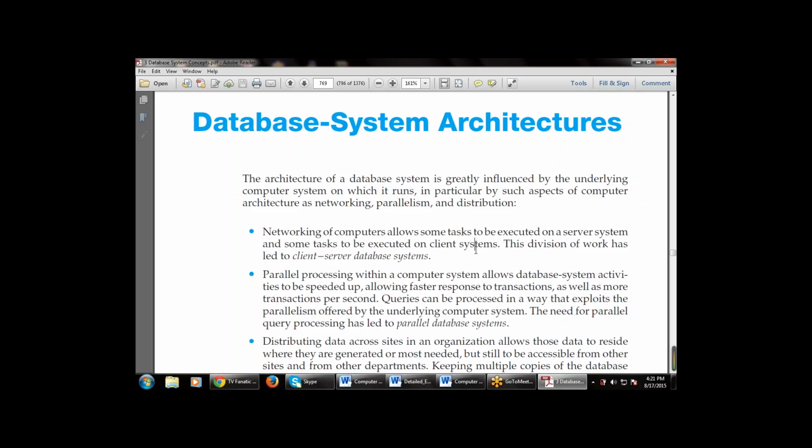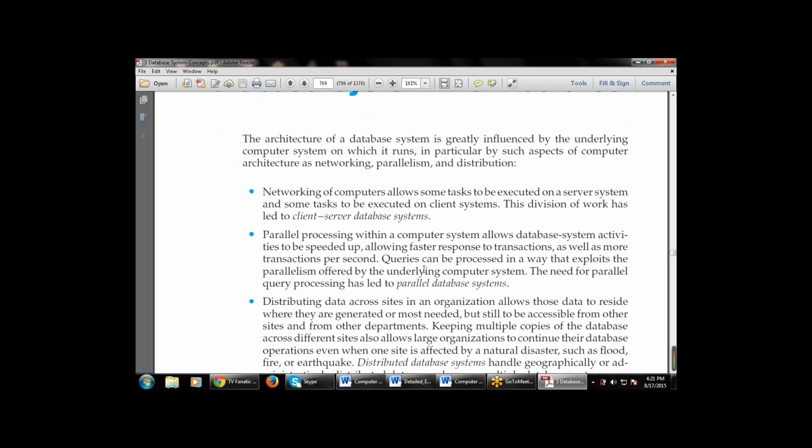Then parallel processing within a computer allows database system activities to be sped up. Whenever we use parallel processing, more than one task is performed at the same time within a computer system. So it speeds up the transactions being processed. The need for parallel query processing has led to parallel database systems.